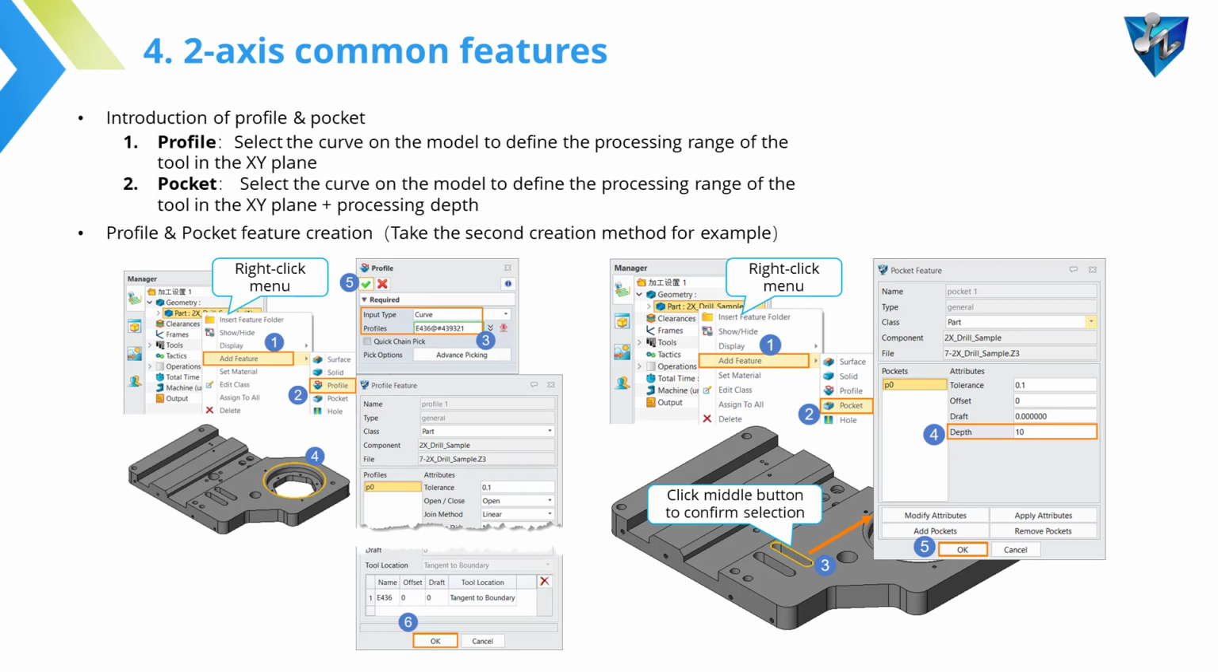Now let's go ahead to introduce the commonly used features in ZW3D 2X CAM. There's profile and pocket. Profile is that you can select the curves on the model to define the processing range of the tool in the XY plane, while pocket is based on that with an additional attribute of processing depth. Please check the images below for details.